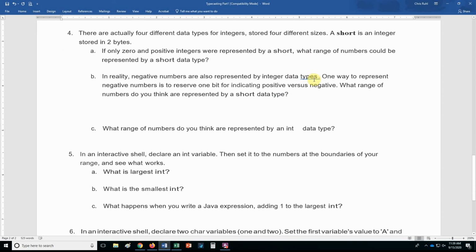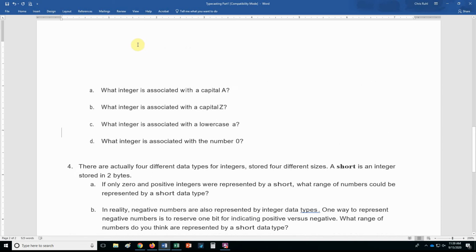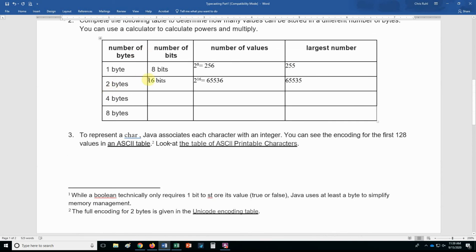All right, number 4. There are actually 4 different data types for integers stored in 4 different sizes. A short is an integer stored in 2 bytes. 2 bytes has 16 bits. 16 bits has 65,536 possible values, and the largest number is 65,535.